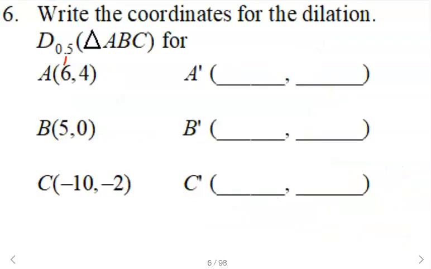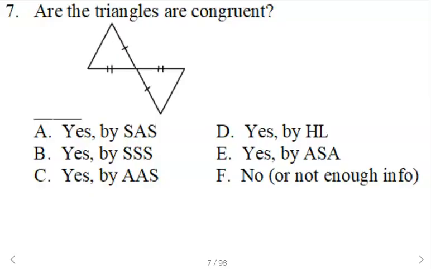All right, here we're doing dilation, scale factor of 0.5, so multiply every coordinate by 0.5, or you could say 1/2. So you get 2.5, 0, and then negative 5, and negative 1. Just multiplying every coordinate by that scale factor of 0.5. All right, we got some vertical angles, and so we have enough for side angle side.